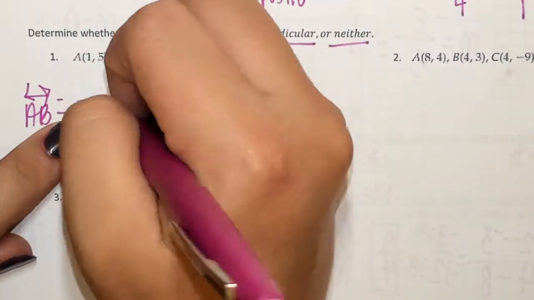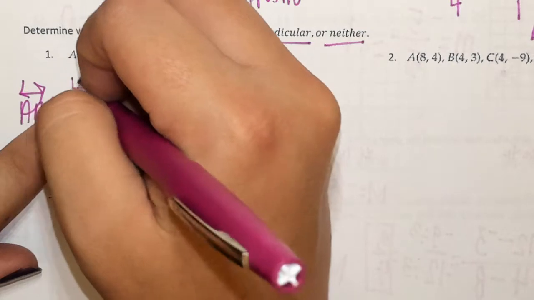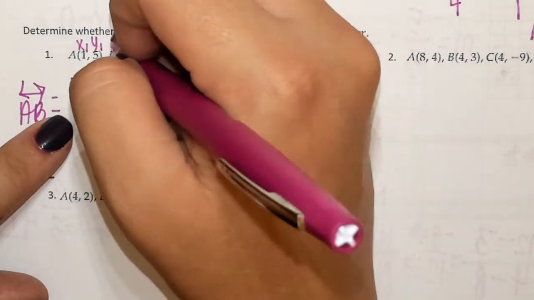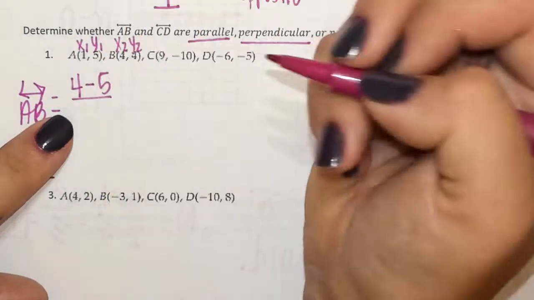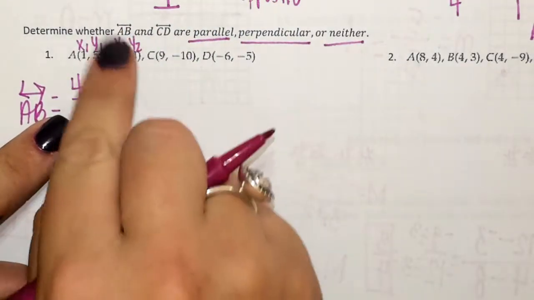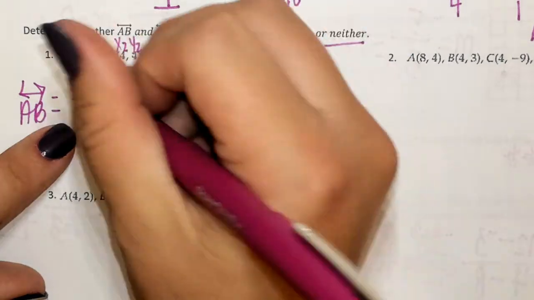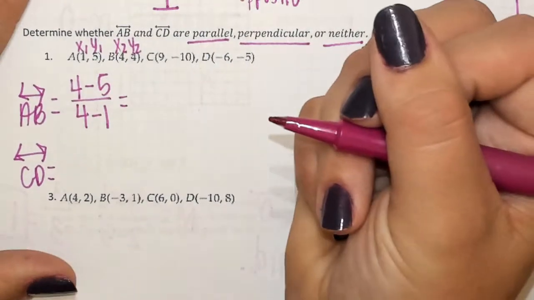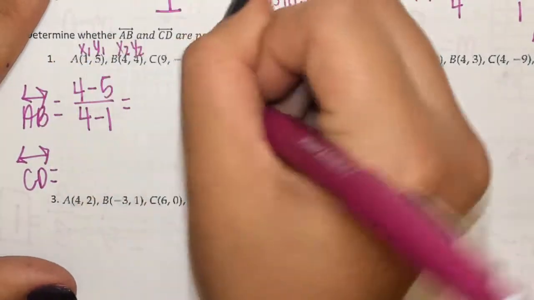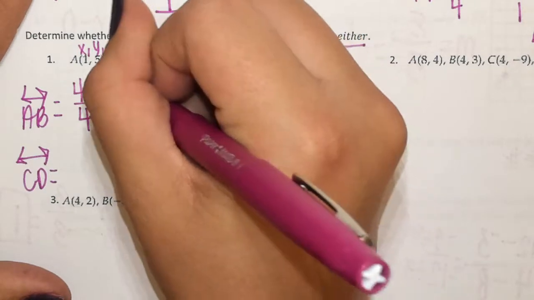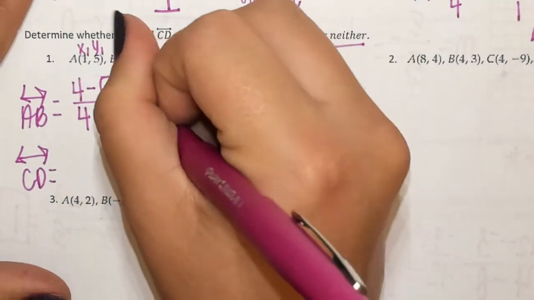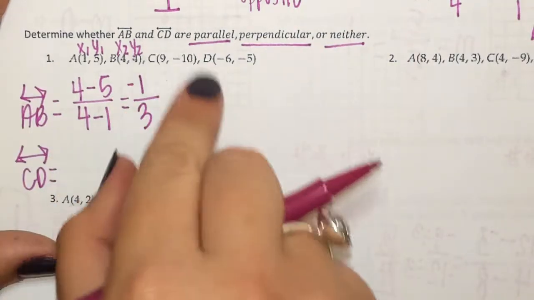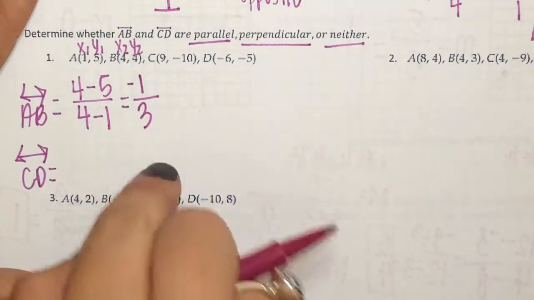So AB would be 4 minus 5, because you have x1, y1, x2, y2. So 4 minus 5 divided by 4 minus 1, which is 4 minus 5 is -1, and 4 minus 1 is 3. So AB has a slope of -1/3. Okay, now let's find the slope of CD.